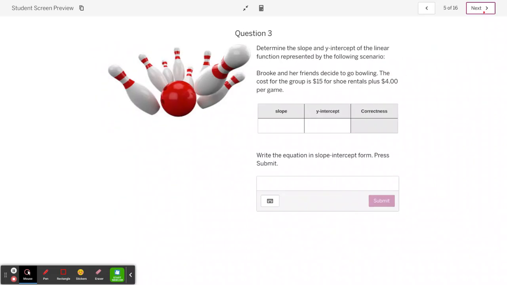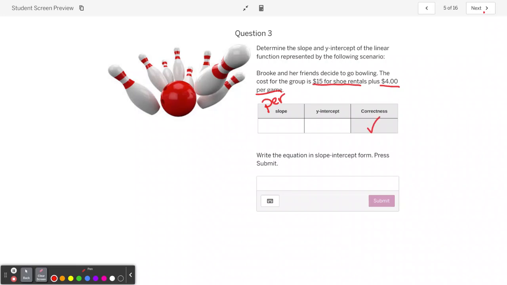Now, question 3. Here's where we talked about on the first slide where we have an initial value and we have our per, our thing that's going to repeat. Well, the cost for the group is $15 for shoe rental plus $4 per game. Which one is your per? Right? Guess what? Your per goes with the slope. Your y-intercept, that's the initial starting value. That's the shoe rental. So you're going to put both of those in this box. You'll see if you get it correct, you'll see a little check mark.